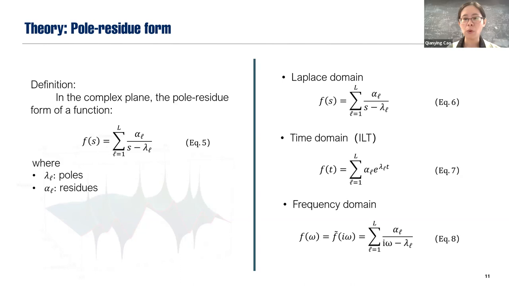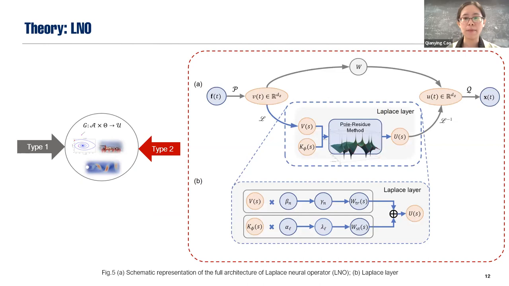Till now, we haven't yet introduced the input space and the output space. So the above concepts can be used in every space. After knowing these concepts, let's talk about the proposed LNO. LNO belongs to the second type of neural operators, which includes a lifting operation, the hidden layers, and a projection operation. However, the hidden layer in LNO is the novel Laplace layer.